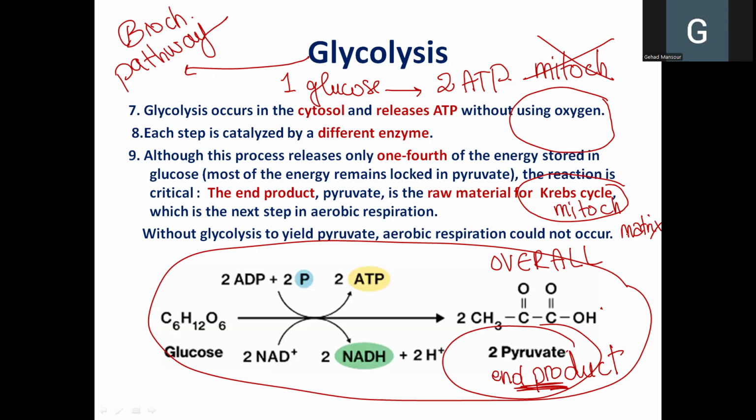So if there is no glycolysis to yield pyruvate, then the Krebs cycle is not empowered, and the following and last step, which is the electron transport chain, will not be working. So glycolysis is essential to give you its end product, which is pyruvate, that will join the Krebs cycle, and then the products of the Krebs cycle will be triggering the electron transport chain.